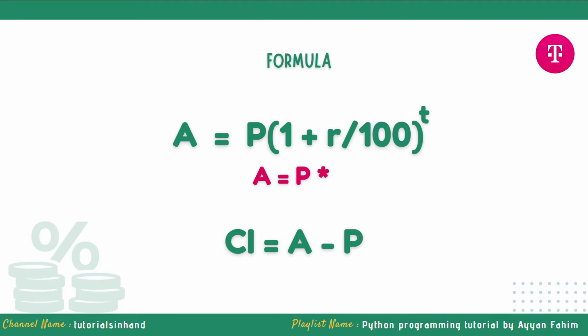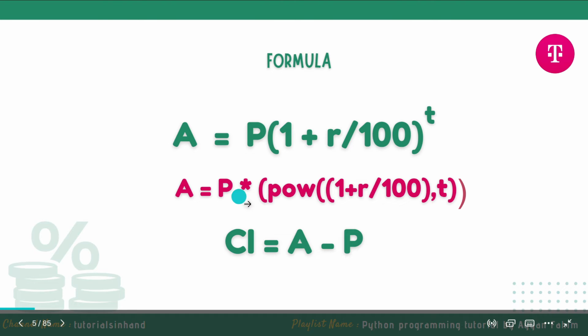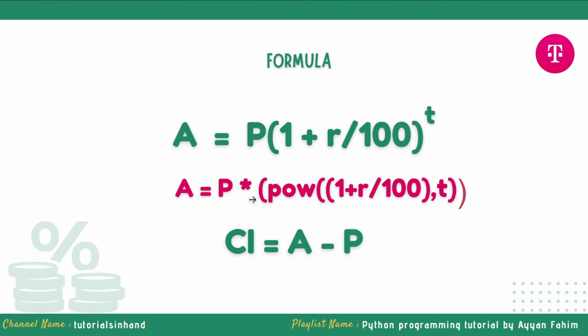So we can directly write principal into pow, and in this we will provide two things. The first will be the base and the second will be the power. So like this. This expression will give me 1 plus r by 100 to the power t, whose result will then be multiplied by principal, and this is what we actually want. So this is how we can change the mathematical expression to a Python-accepting expression. The down part, which is ci is equal to amount minus principal, will remain the same because in Python we do subtraction with minus only.